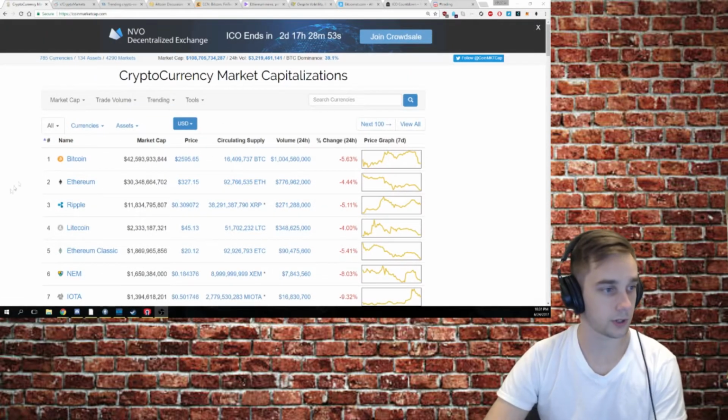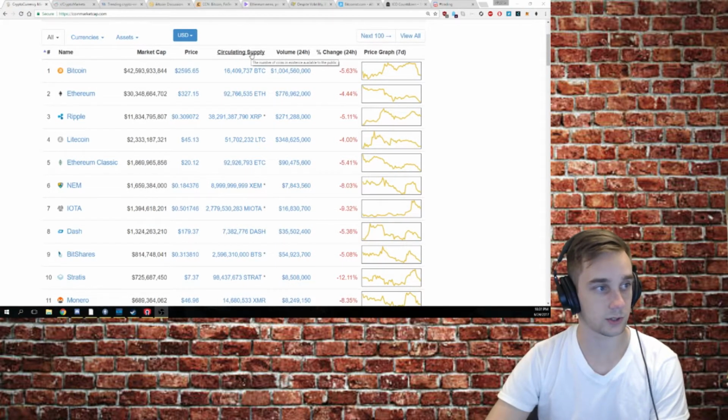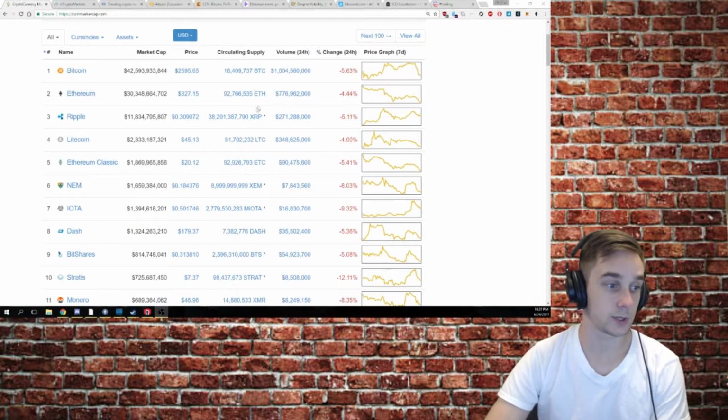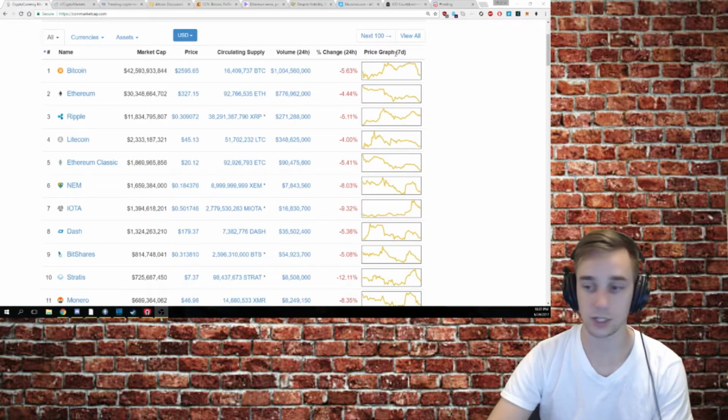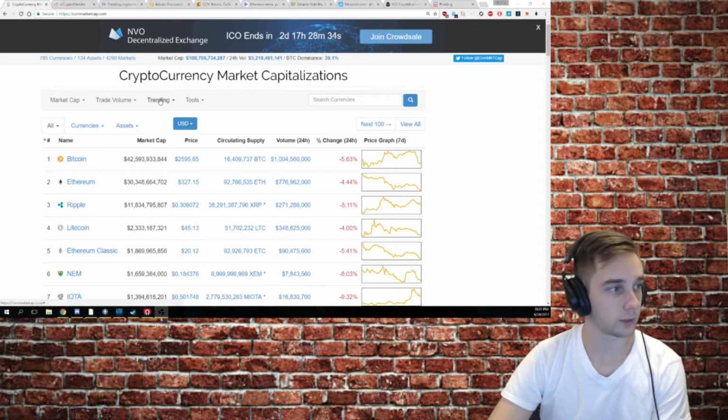Obviously, it shows you the current market cap of that project. It shows you the price of each token. It shows you the circulating supply. It shows you its 24-hour volume. It shows you its 24-hour change, and it shows you its 7-day graph. But there's also a lot of other things that you can do with CoinMarketCap.